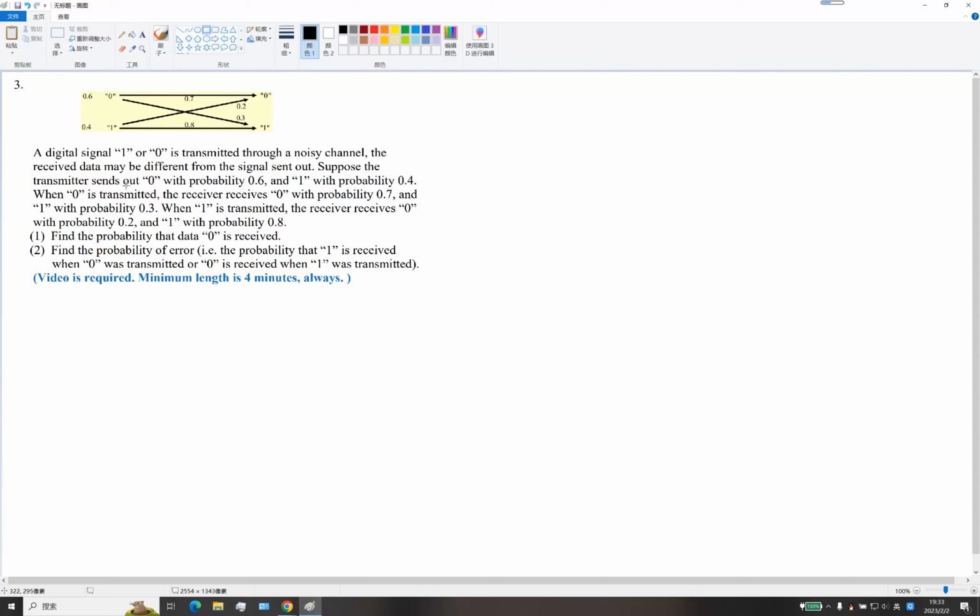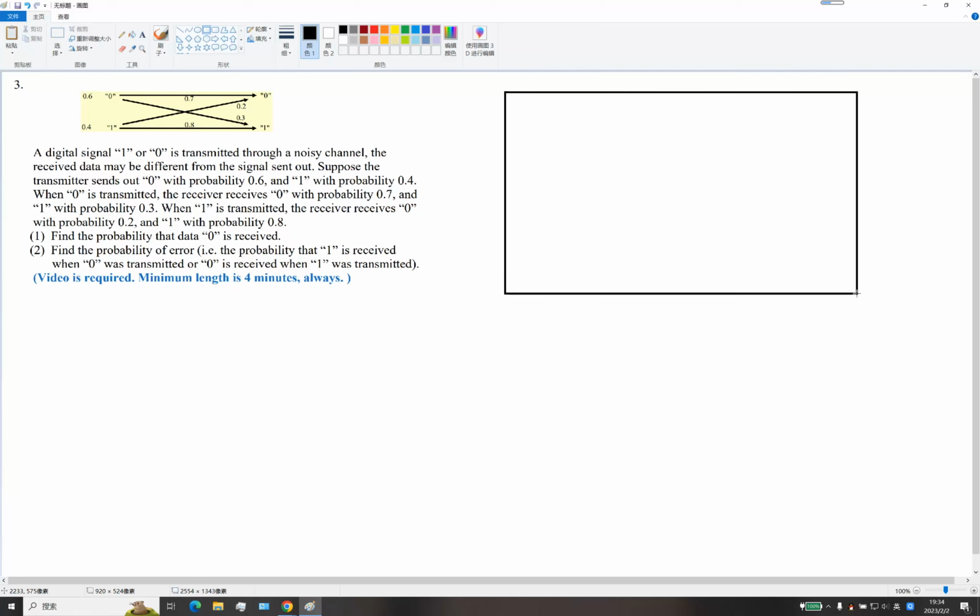Suppose the transmitter sends out 0 with probability 0.6 and 1 with probability 0.4. When 0 is transmitted, the receiver receives 0 with probability 0.7 and 1 with probability 0.3. When 1 is transmitted, the receiver receives 0 with probability 0.2 and 1 with probability 0.8. So according to the question, we can draw a graph of the total events.